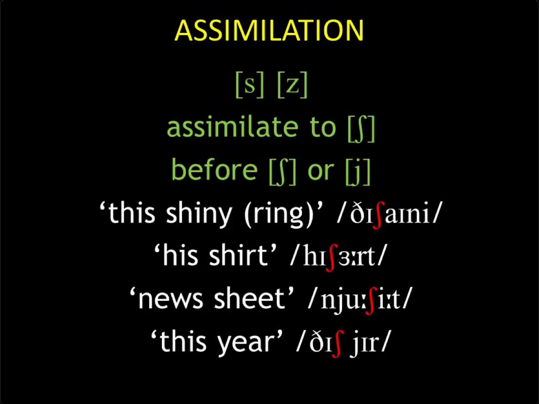Another common assimilation is S and Z assimilating to sh before sh or y. So you have these two alveolar fricatives. When it's before this palatal or post-alveolar fricative or this palatal approximant, it will become palatal as well, or post-alveolar. Okay, so this shiny ring might be pronounced as this shiny ring.